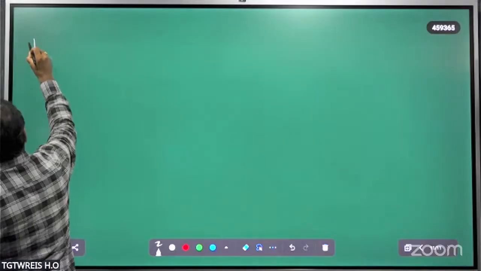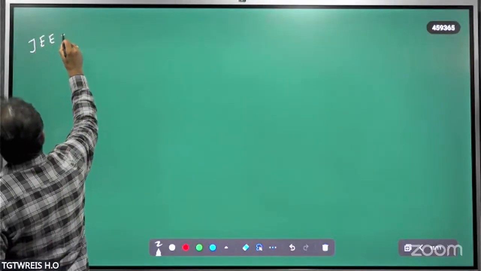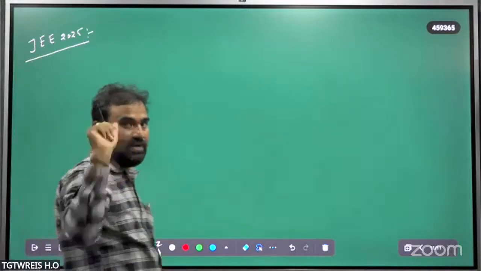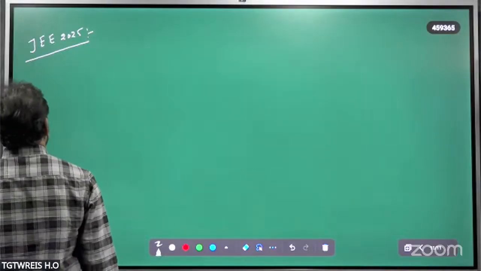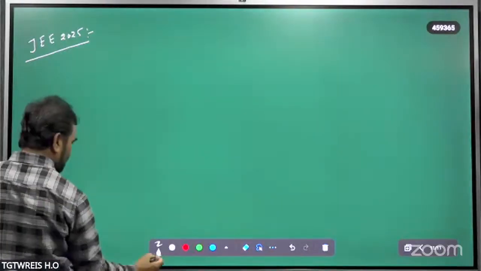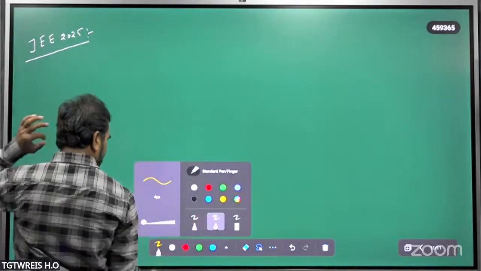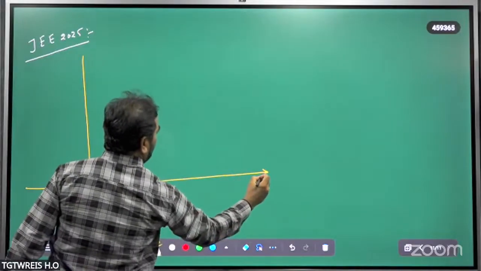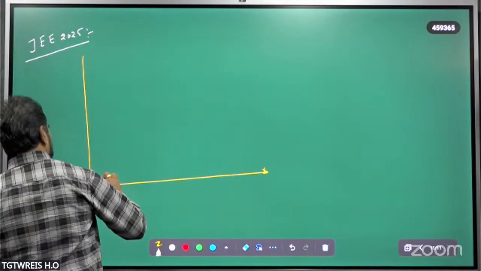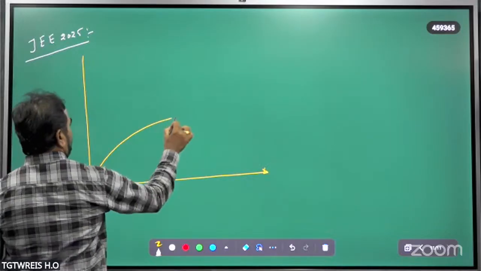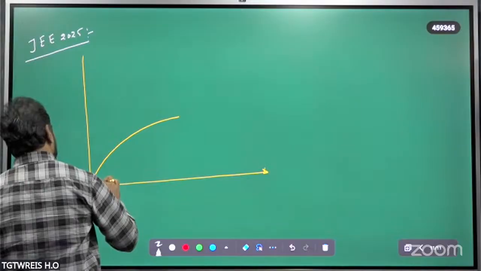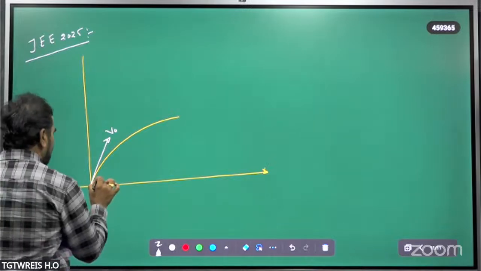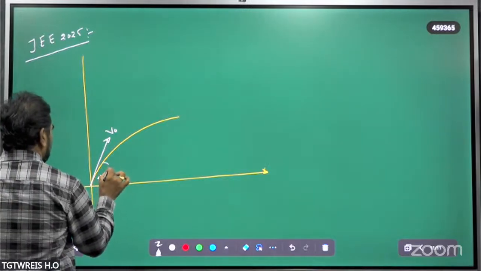Next problem. This was asked in JEE 2025, and it is a very easy problem based on the law of conservation of angular momentum. Consider a particle. A particle is projected with an initial velocity v naught, making an angle of 45 degrees with the horizontal.